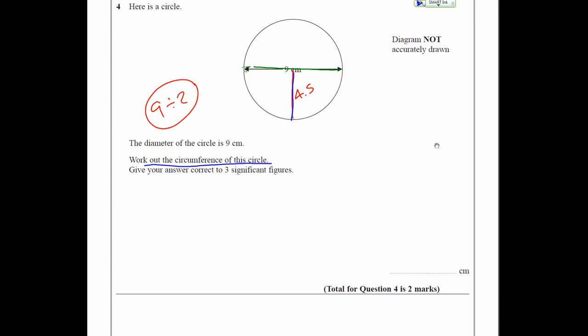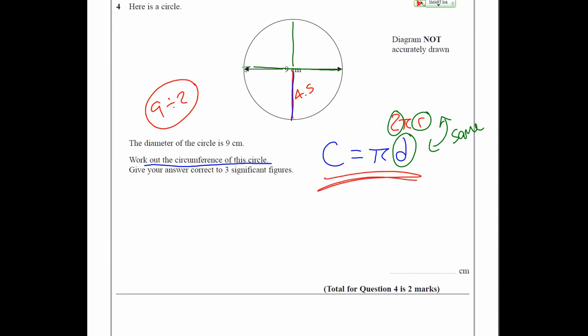Circumference of a circle is pi d, where d is the diameter. You might have been taught 2 pi r. That is only because 2 times the radius is the diameter, so they're the same formula. If you've got 2 times 4.5, you're going to get 9 anyway. So I think this one's a bit easier, but it just does mean you have to remember it. So pi times the diameter, 9.